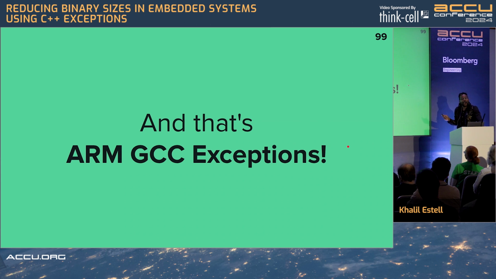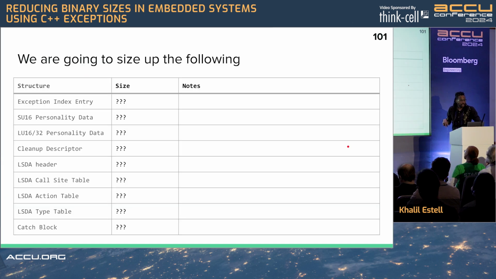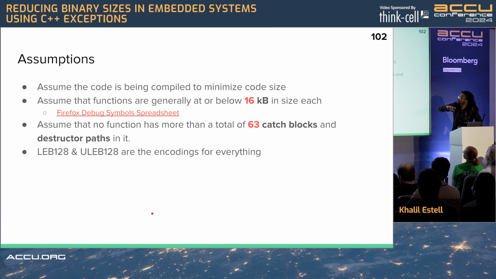But now I want to talk about the space size for all of these different data structures and the limits of their space. We're going to fill in all these entries here. Some assumptions. Number one, I assume your code is being compiled for the smallest size, just so that we focus on small size, not performance, because you can obviously make things a little bit different that way. We're also going to make an assumption that all your functions are below 16 kilobytes in length.